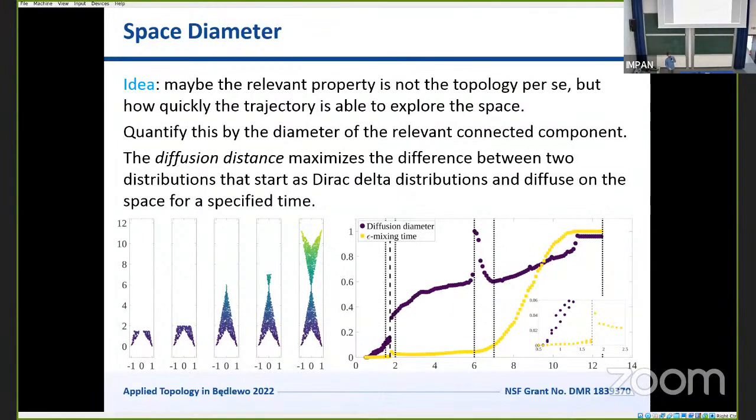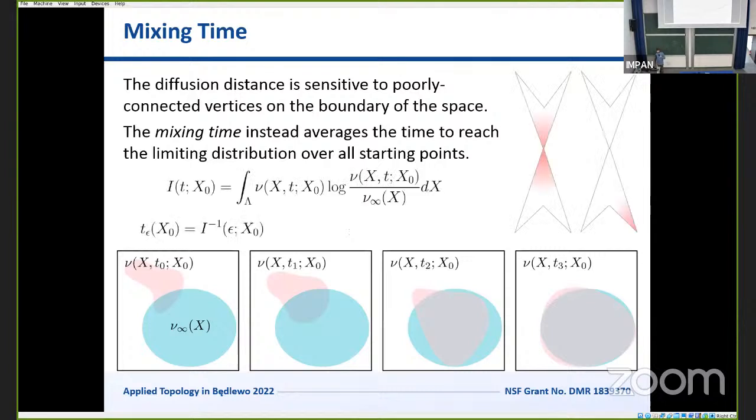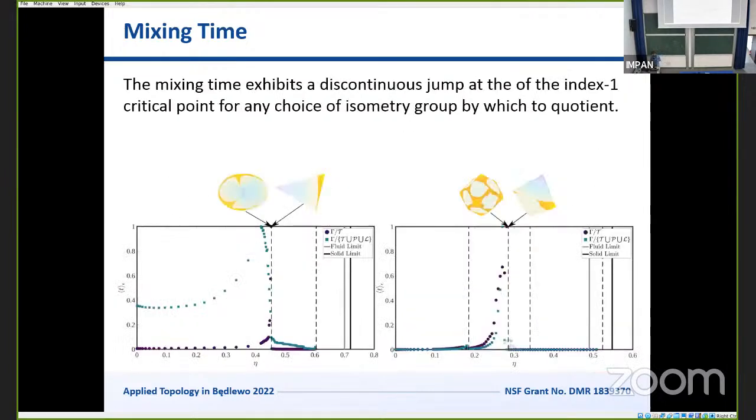And so what we want to do is define a different quantity, which is known as the mixing time. We talk about it as the epsilon mixing time. Here's a blow-up of this inset, and you see that it has a discontinuity at the place where it's supposed to, but it's smooth out here. We basically do that by weighting this idea of diffusion distance over all possible locations of the points and taking the expectation value for these things to line up. Again, in the interest of time, I'm going to skip that.